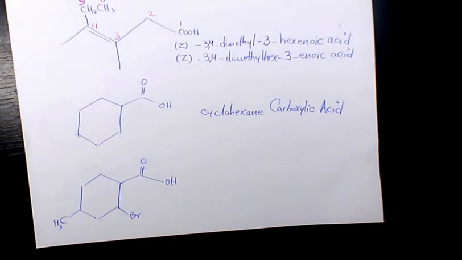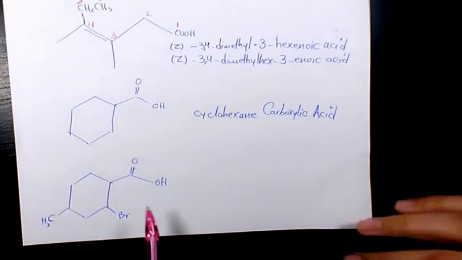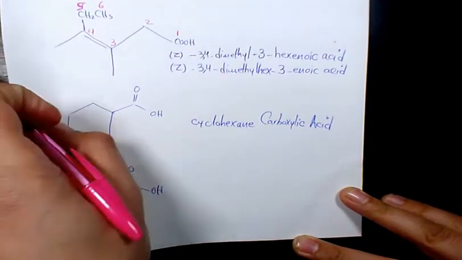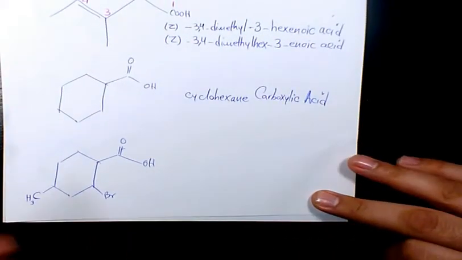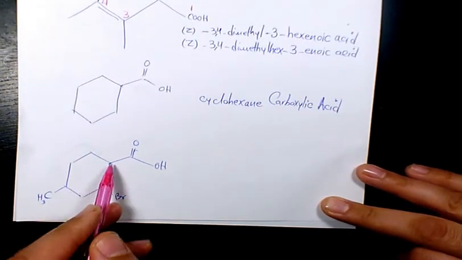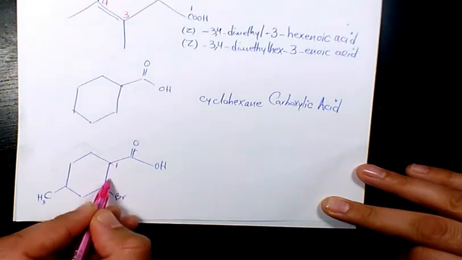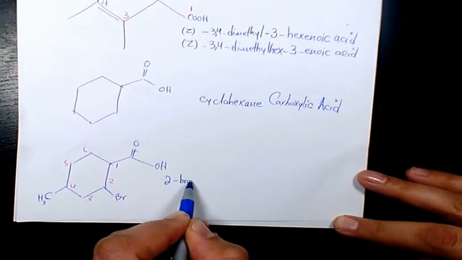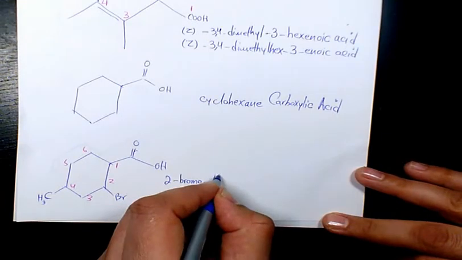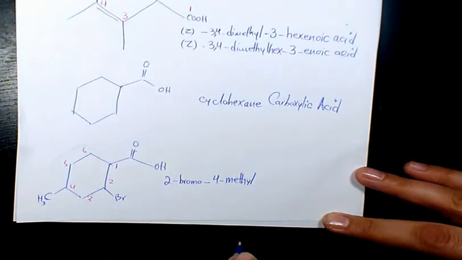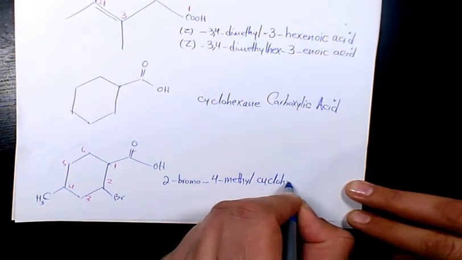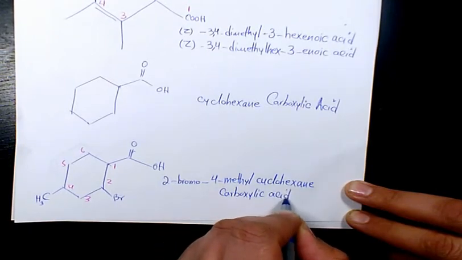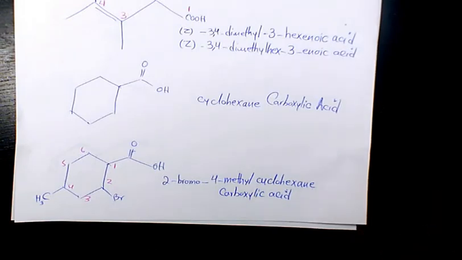Next one, we have carboxylic acid connected to this cyclohexane, and we have bromo and methylene here. So start numbering from here. We need to go this way because these branches get the smaller number. So 1, 2, 3, 4, 5, and 6. So we have 2-bromo, 4-methyl, cyclohexane carboxylic acid. That's the name of this organic compound.